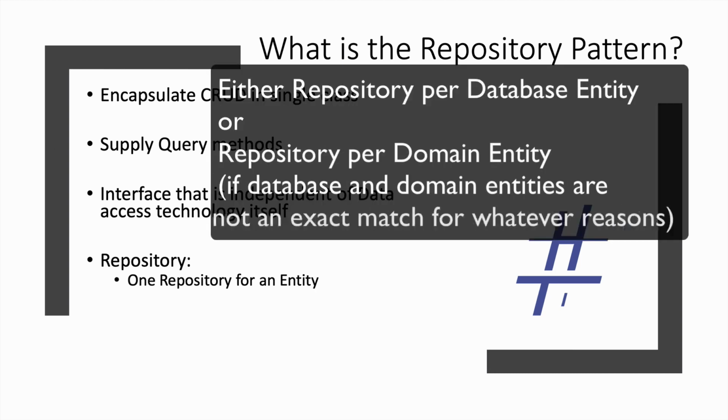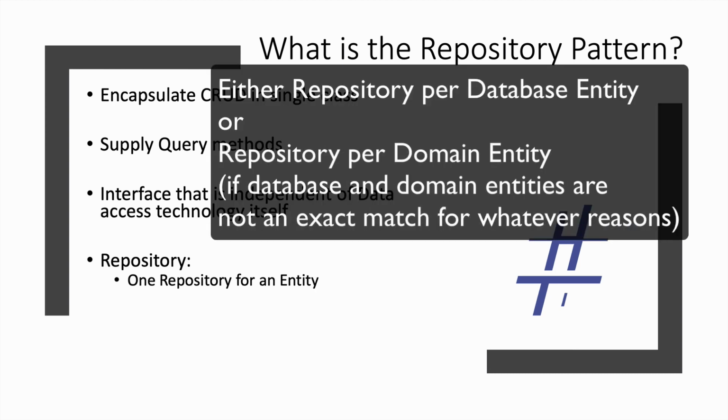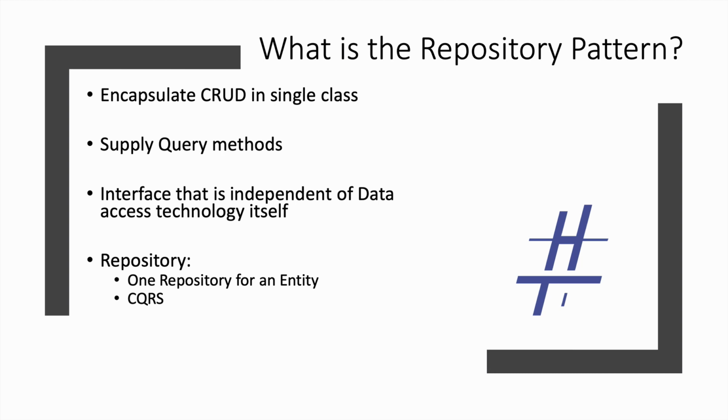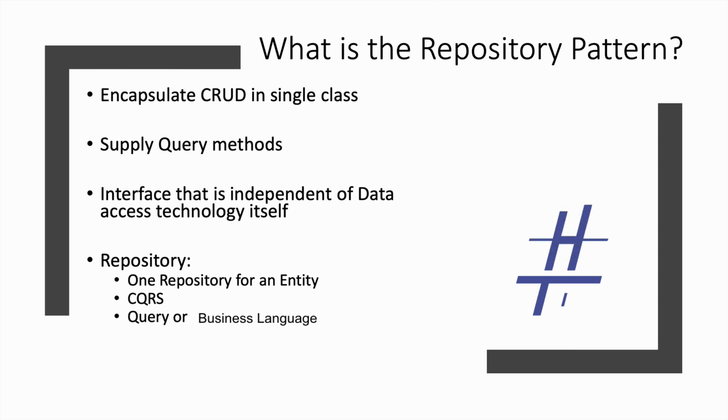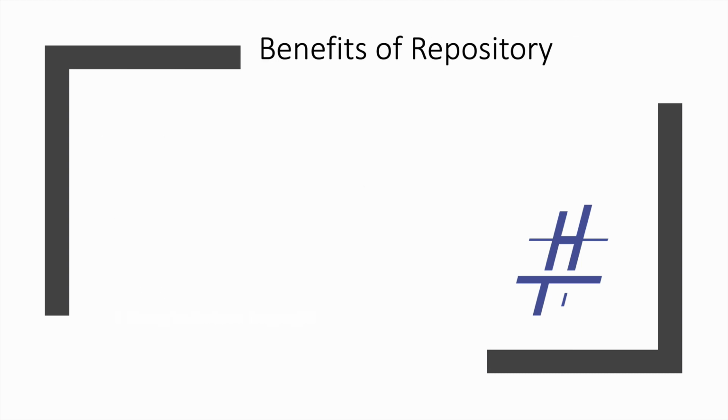You would normally go about this by creating one repository for each entity of your database. You would sometimes create different repositories, some for commands and some for queries, so you have the CQRS, which stands for Command Query Responsibility Segregation. And you can sometimes implement your own business language, which might make sense in your domain, to have different queries executed.